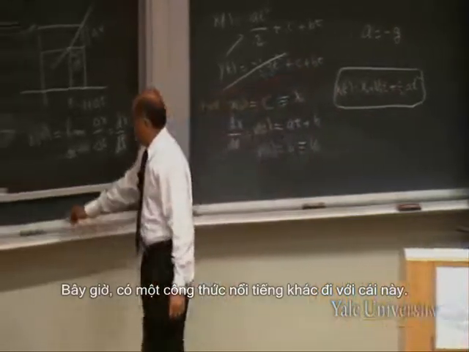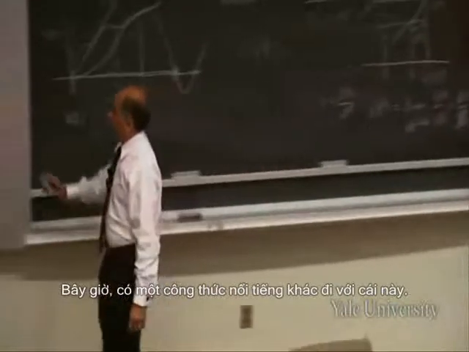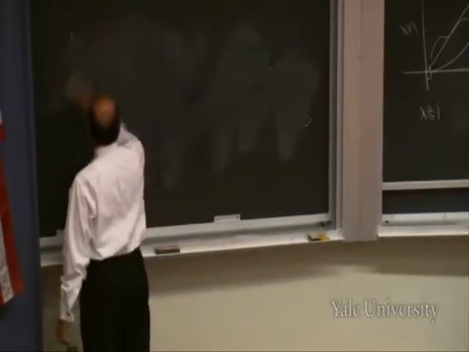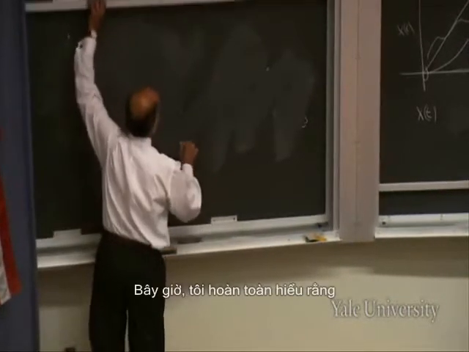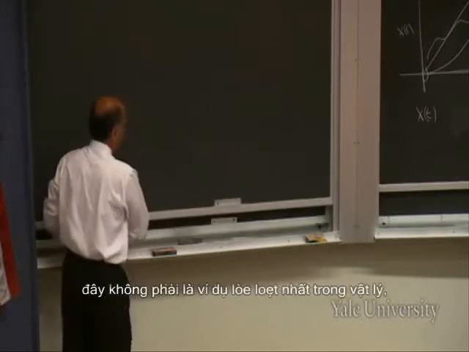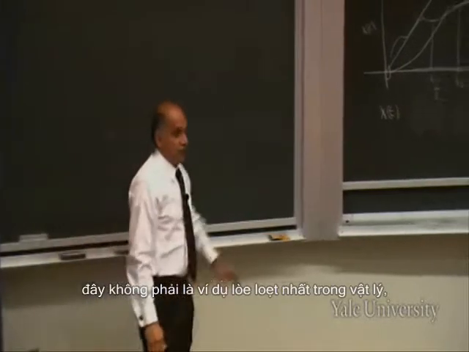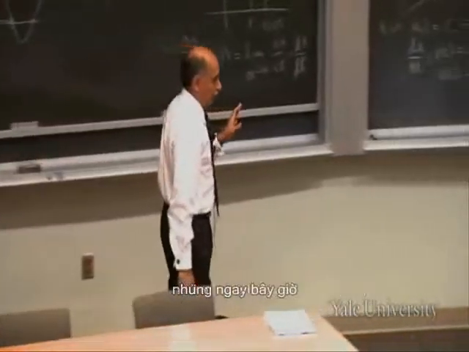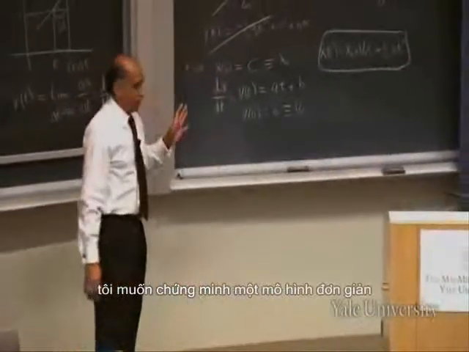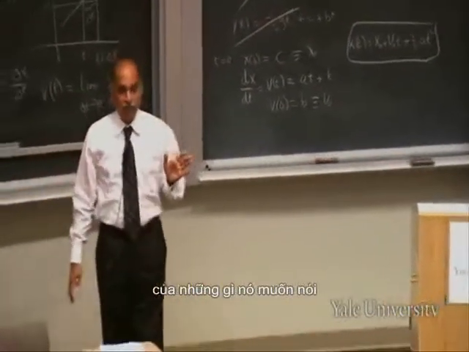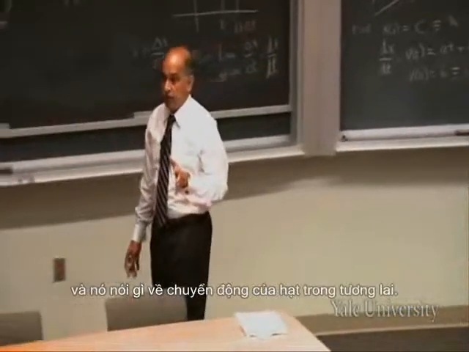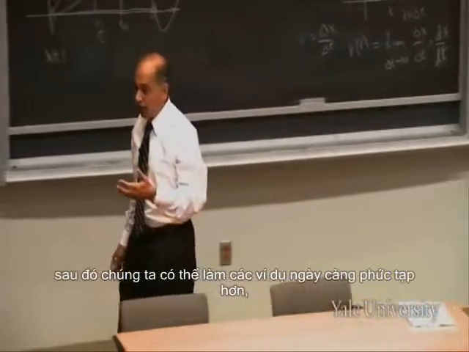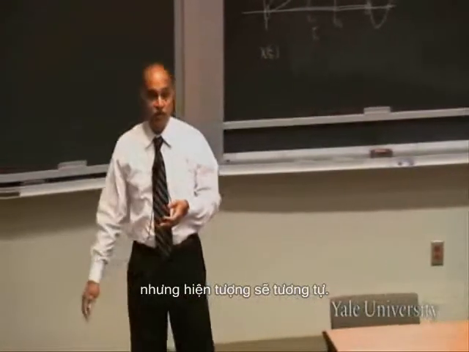Now, there is one other celebrated formula that goes with this. I'm going to find that. Then I'll give you an example. Now, I'm fully aware that this is not the flashiest example in physics, but I'm not worried about that right now. You'll see enough things that will confound you. But right now, I want to demonstrate a simple paradigm of what it means to know the present and what it means to say this is what the future behavior will be. If we want to do that in the simplest context, then we can make the example more and more complicated, but the phenomenon will be the same.